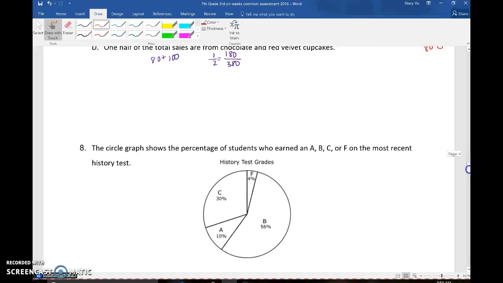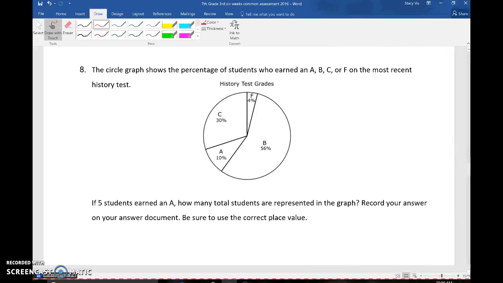All right, so moving right along to the next question. So this one says that the circle graph shows the percentage of students that earned A, B, C, or F on the most recent history test. 5 students earned an A. How many total students are represented?